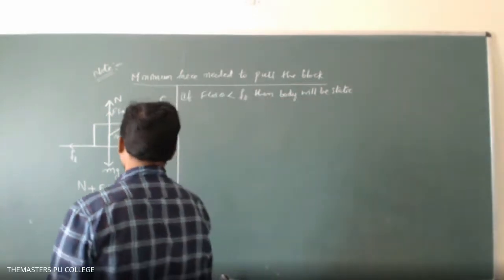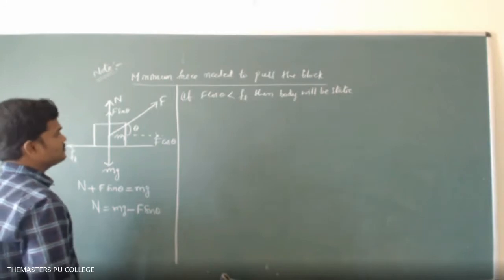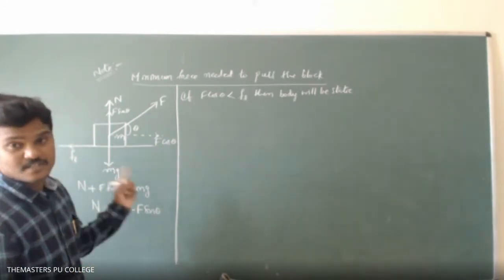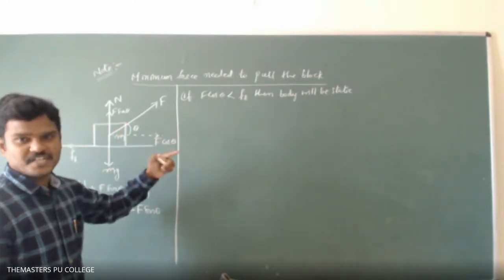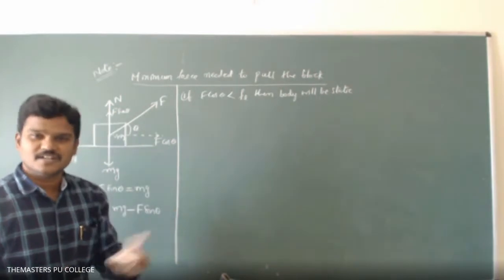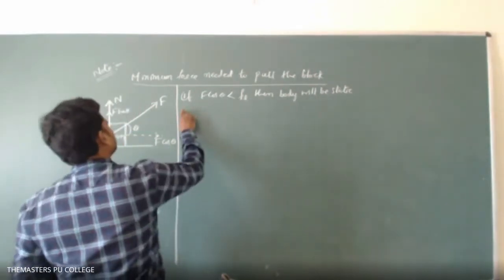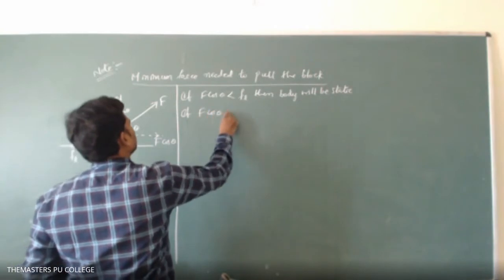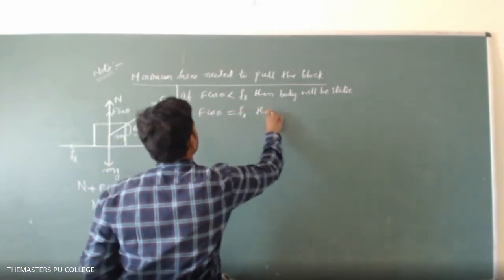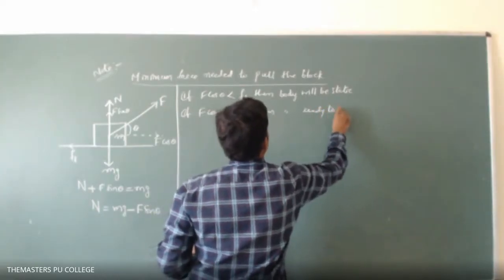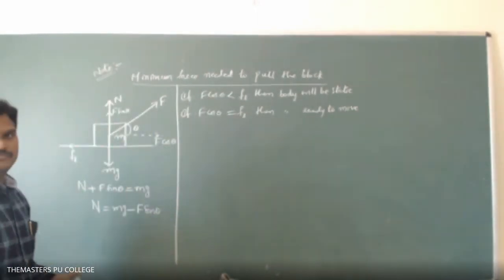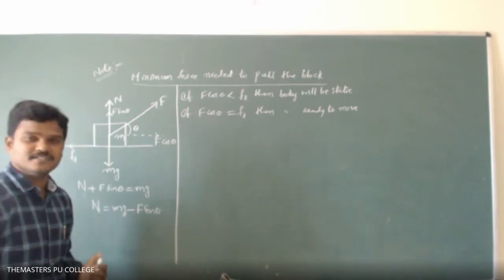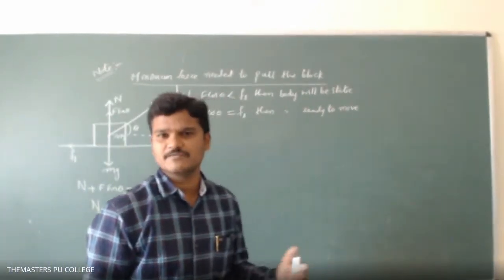Because in the last class I applied force horizontally, and then I got the formula for a. Now I am changing the direction of the force, so in place of F, you write F cos theta, that's it. If F cos theta is equal to Fl, then the body is ready to move. Ready to slide, it's not moving yet. If it is greater, it will move with acceleration, and that acceleration also we can find easily.